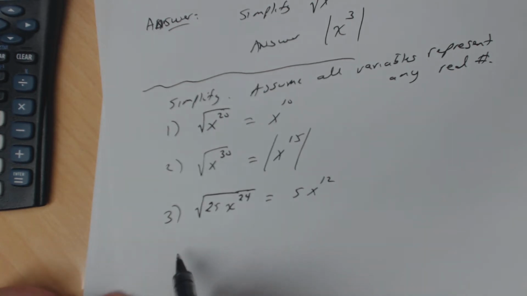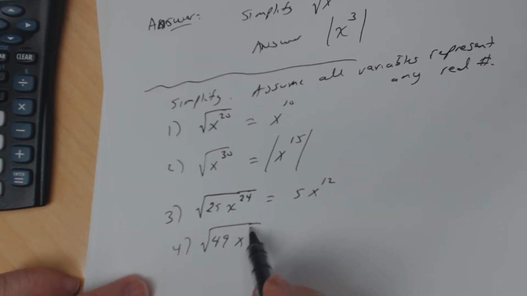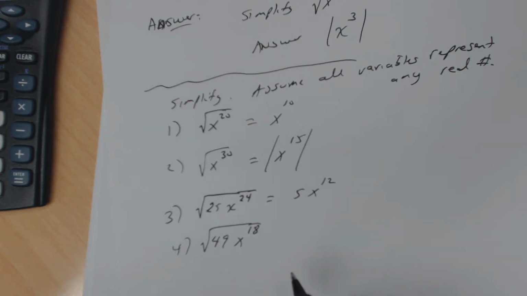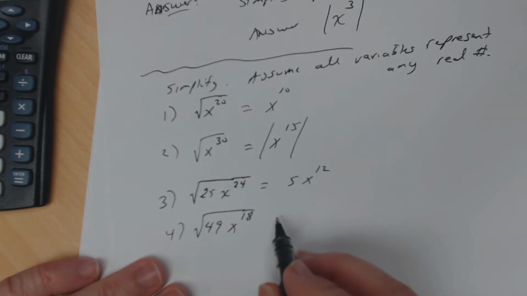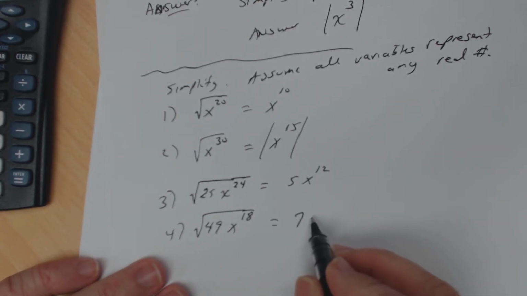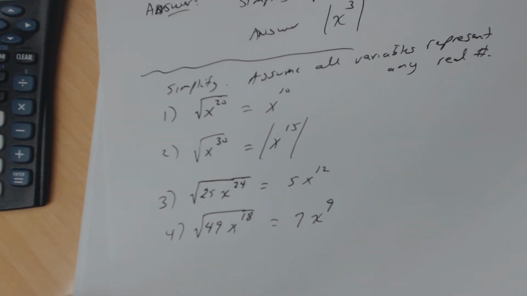Okay? Number 4. Suppose I had the square root of 49, x to the 18th power. Well, the square root of 49, x to the 18th power, we know is 7x to the 9th power. All right, so let's ask ourselves, do I need absolute value bars anywhere?